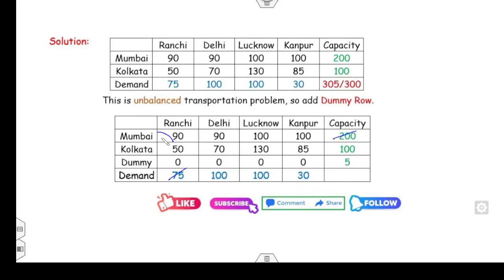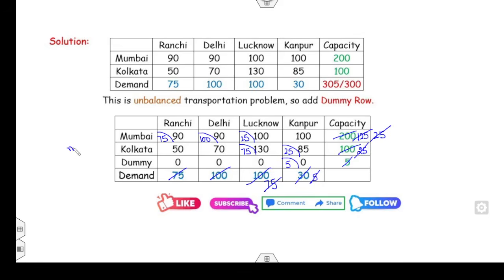75, 200. Allocation is 75. Remaining is 125. 100, 125. Minimum is 100. So remaining is 25 still. 100 and 25. Minimum allocation is 25. So how much is left here? That's 75. Then look at the next number. 75, 100. Minimum is 75. The remaining is 25. Then 25 and 30. So that number is 25. Remaining is 5 and 5, last number is 5.